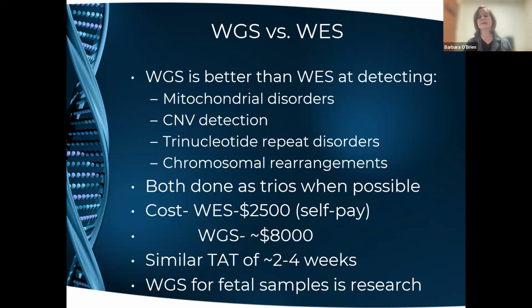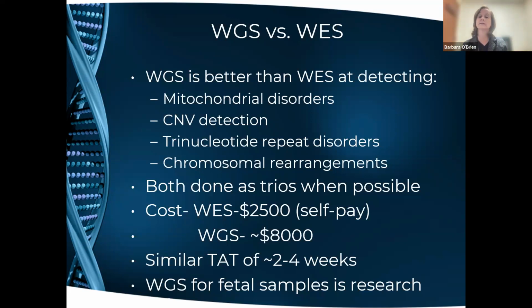Whole genome sequencing is better than whole exome sequencing in some cases, and those cases are mitochondrial disorders, copy number variant detection, trinucleotide repeat disorders like myotonic dystrophy, and chromosomal rearrangements. Both whole genome and whole exome sequencing are done as trios when possible, so getting both parental bloods and getting fetal material either through a CVS or amniocentesis. Cost of whole exome sequencing is about $2,500 if you self-pay, but a lot of the time we can get this covered by insurance.